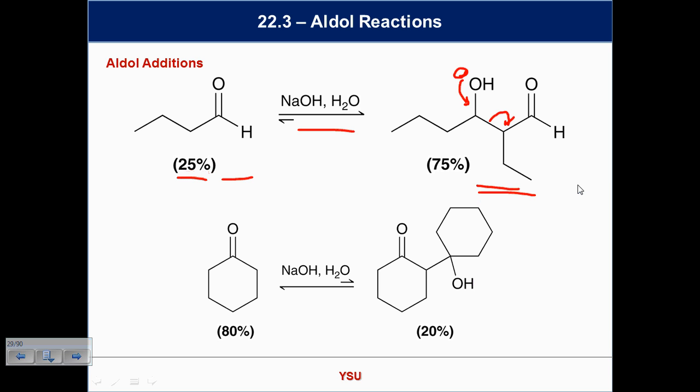Here, the answer is you get mostly the aldol product, because guess what? You're swapping a double bond here for a single bond here, and that usually is a good thing. Single bonds are stronger. But still, you have some aldehyde left over. At the bottom, it's the opposite way around. If you mix a ketone, as exemplified by cyclohexanone, under those conditions, you get mostly the ketone left over and only a little bit of the product.